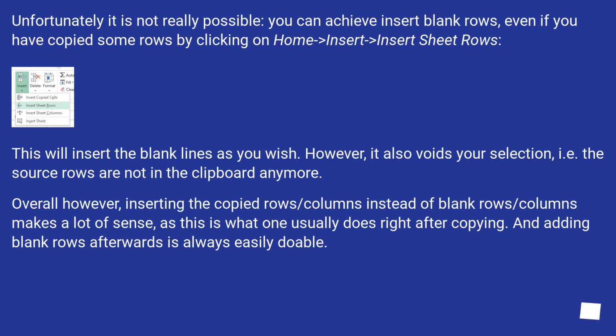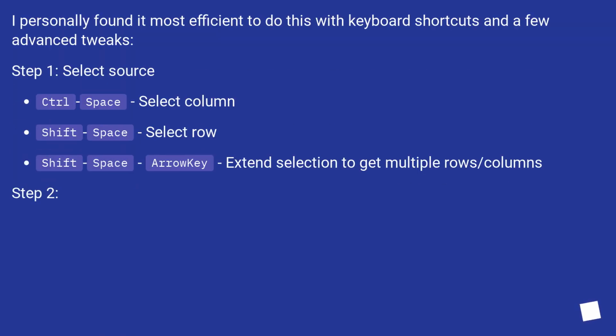Overall, however, inserting the copied rows/columns instead of blank rows/columns makes a lot of sense, as this is what one usually does right after copying. And adding blank rows afterwards is always easily doable. I personally found it most efficient to do this with keyboard shortcuts and a few advanced tweaks.